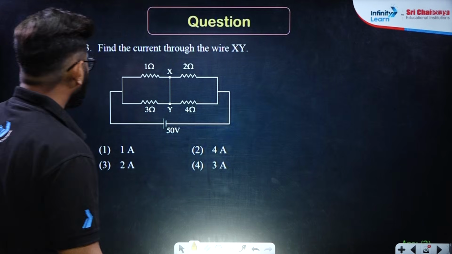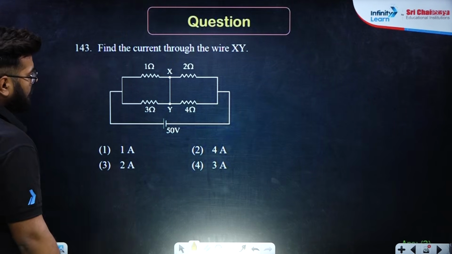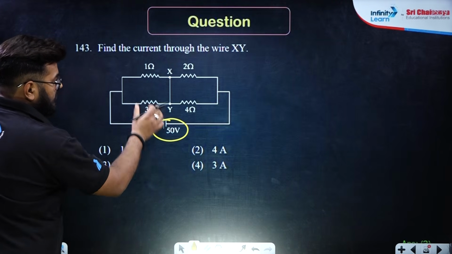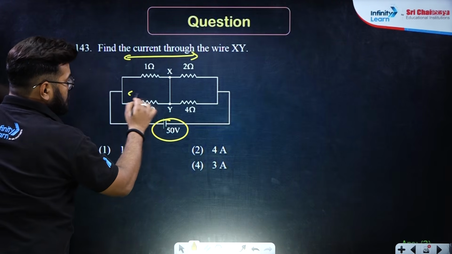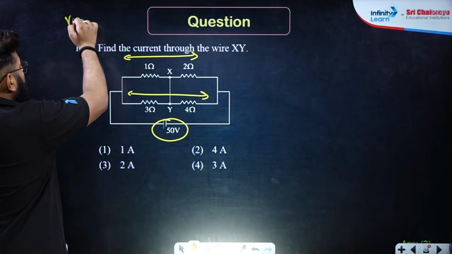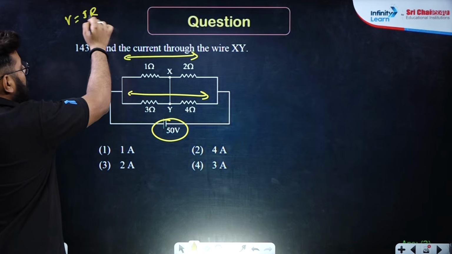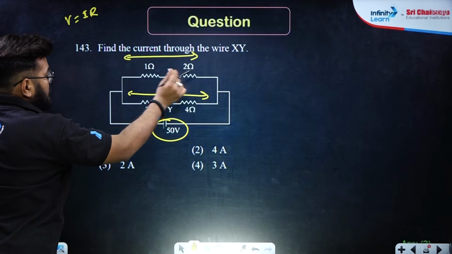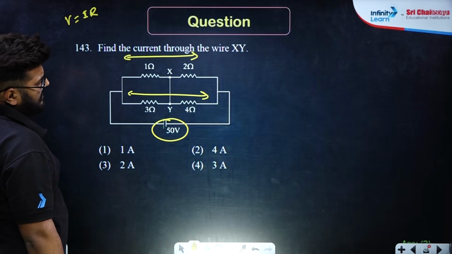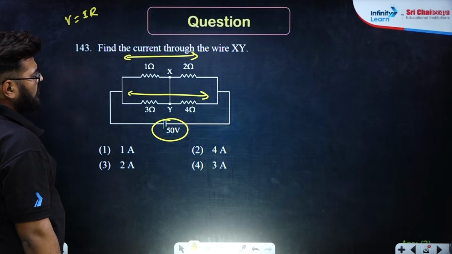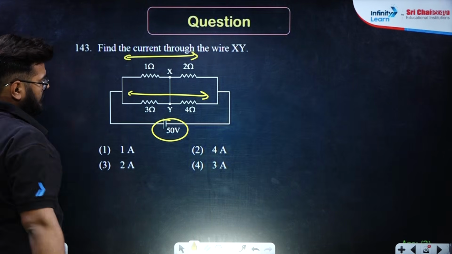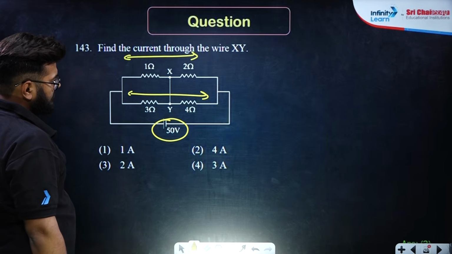Let's move ahead. Find the current through wire XY. Now the current through wire XY will be. See, what is the procedure? Here it is 50 volt. So this 50 volt is across this also and it is across this also. Now how will the individual division be? V is equal to IR. The current is the same through both of them? No, you cannot say the current is the same through both of them.